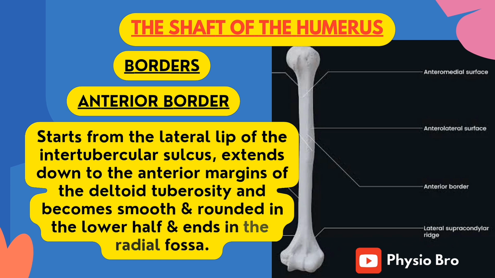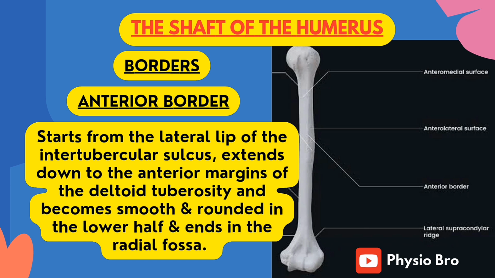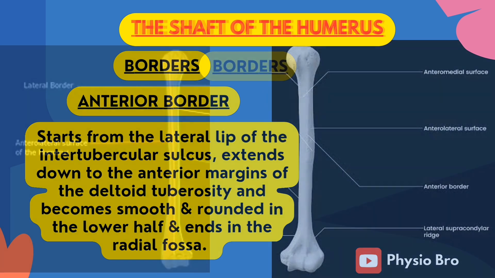Borders. Anterior border. Anterior border starts from the lateral lip of the intertubercular sulcus, then extends down to the anterior margins of the deltoid tuberosity, and becomes smooth and rounded in the lower half, and ends in the radial fossa.